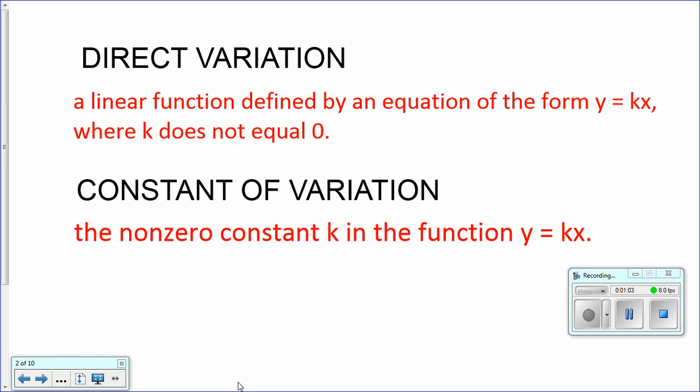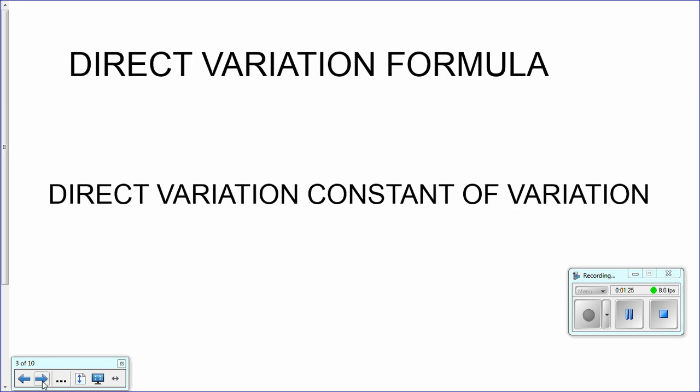So k is a very special kind of slope. It's not exactly slope. I don't want you calling it slope. I want you calling it k, or a constant of variation, because it's very specific for direct variations and inverse variations. So a direct variation formula is y equals kx, which you guys already have. So we're just reiterating that.